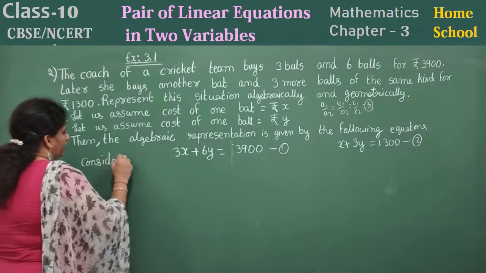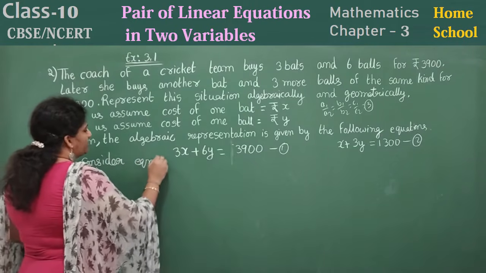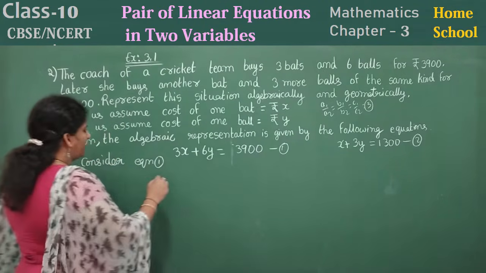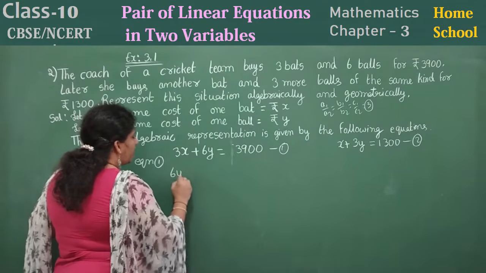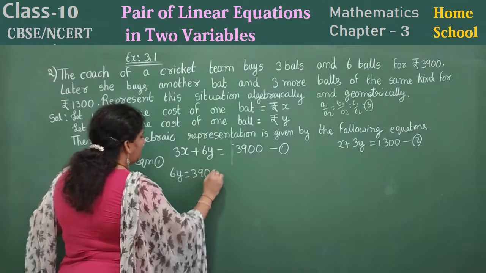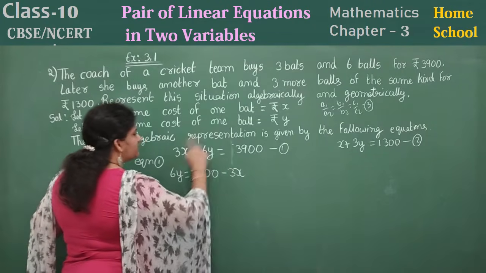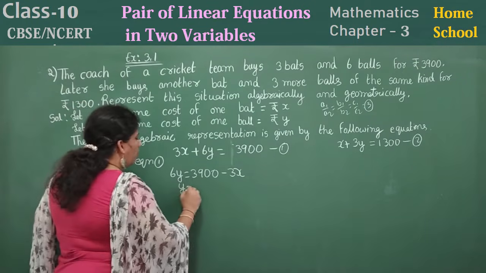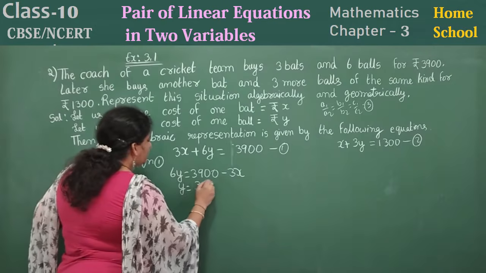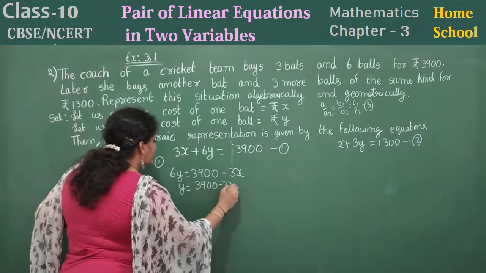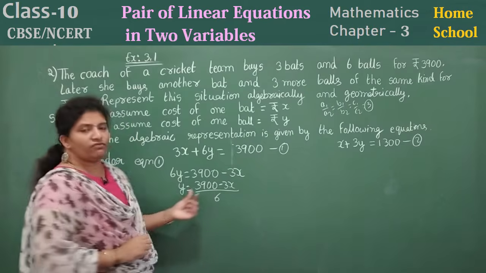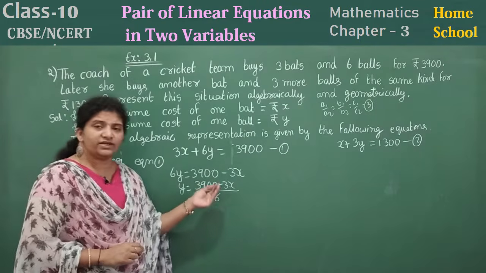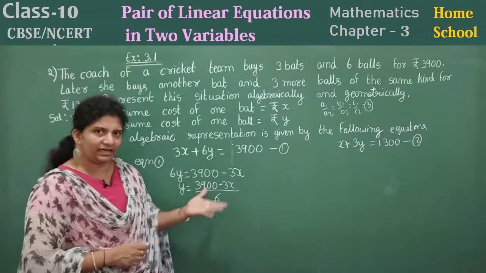So consider equation 1 for representing it graphically. You can write here. Consider equation 1. Convert your equation in y format, right? So that will be 6y is equal to 3,900 minus 3x, if 3x goes to the other side, minus 3x. Now y is equal to, send this 6 down, 3,900 minus 3x by 6. If you want, you can take 3 common and cancel also. You can do, children. Or we do it like this only, and we can substitute directly here itself.